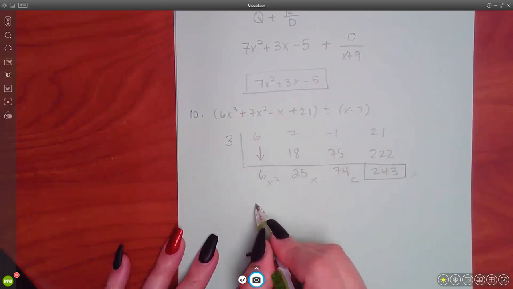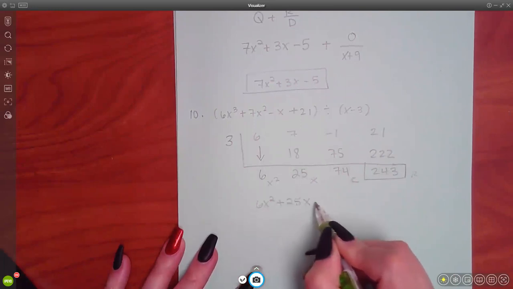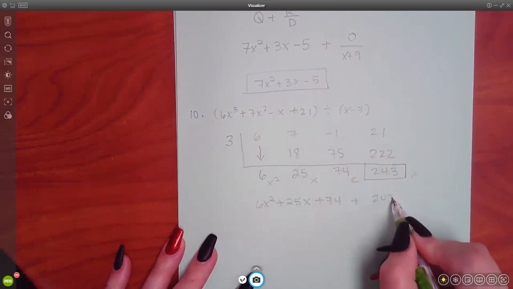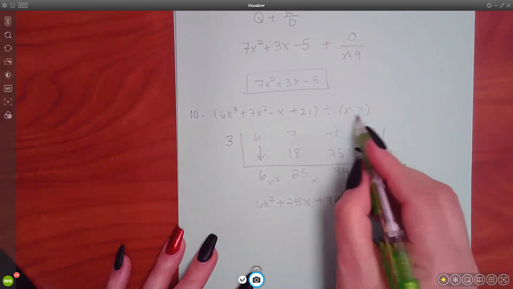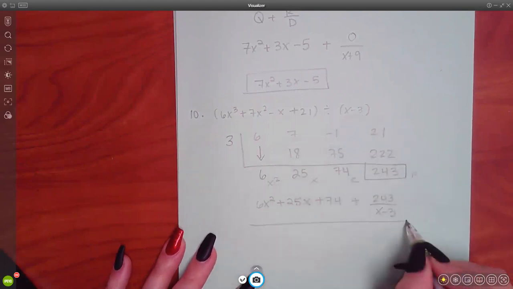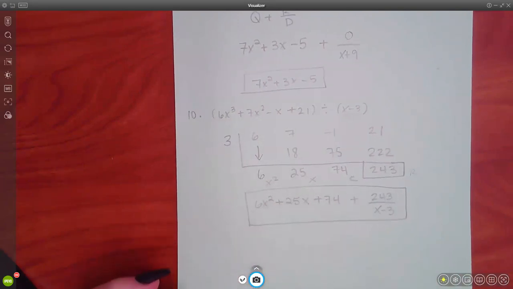So my answer is going to be 6x squared, positive 25x, and positive 74, plus this 243 over what I was trying to divide by, x minus 3. And that one does have to stay like that because we did not get zero.